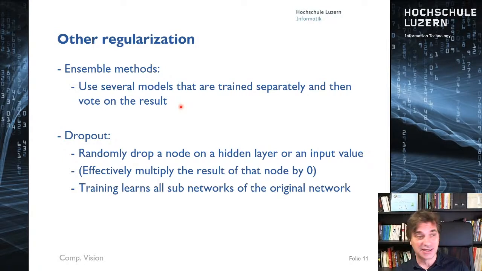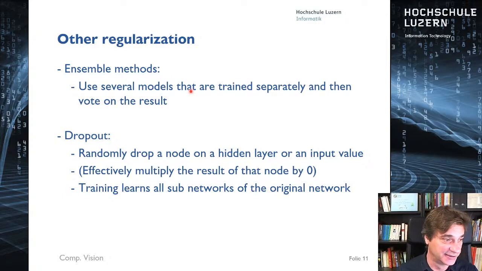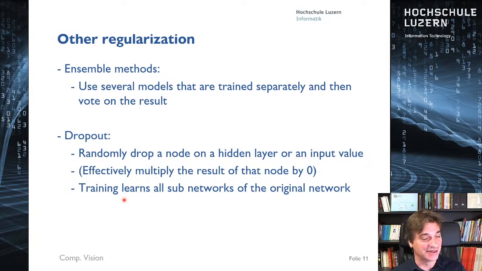Other regularization techniques that you can use are so-called ensemble methods, and dropout is kind of an ensemble method. What is an ensemble method? You use several models that are trained separately and then kind of vote on the results. So maybe you train 5 networks, you let them all run and then see, okay, 3 of them say it's that class, 2 of them say it's another class. Let's take the majority, what 3 of them say. And dropout implicitly makes some different networks during training.